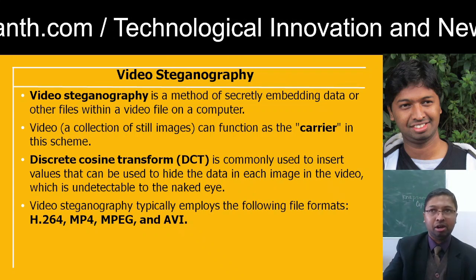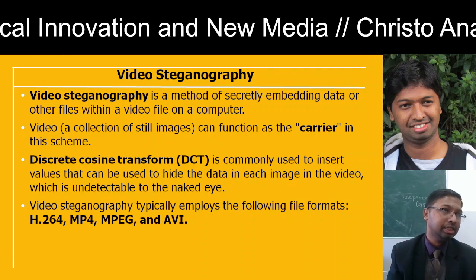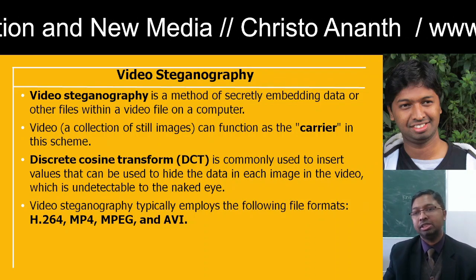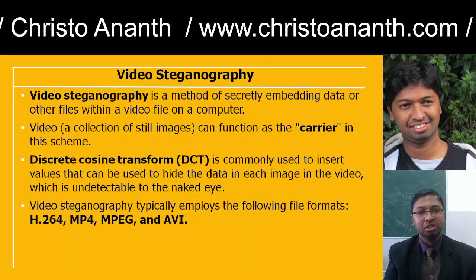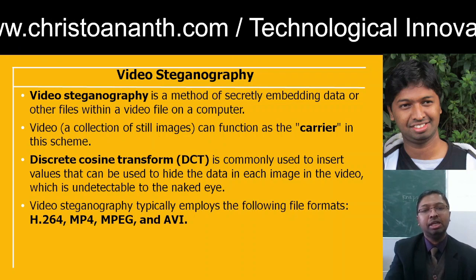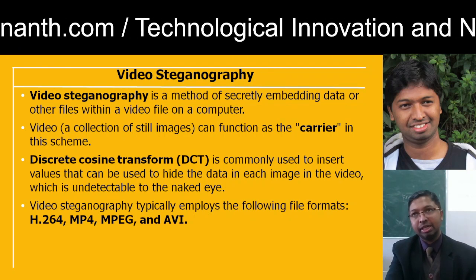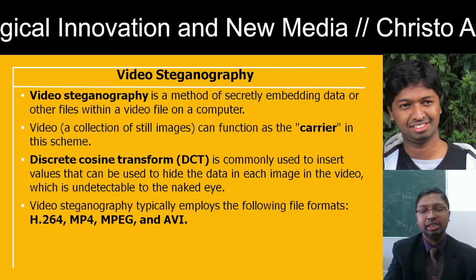Same as with audio, the video can function as a carrier, and you can use DCT, the discrete cosine transform, where you can insert values and hide the data in each image of the video. This works in several file formats, like MP4, MPEG, AVI, or the H264 standard, where you can hide the details.